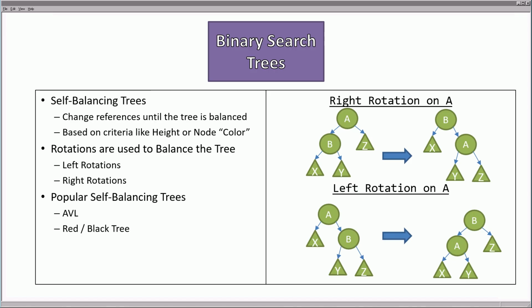Binary search trees are excellent data structures to store sorted information and quickly search that information out of it. And they have the best performance if we can ensure that these trees are balanced.